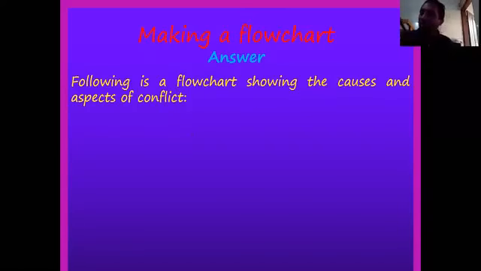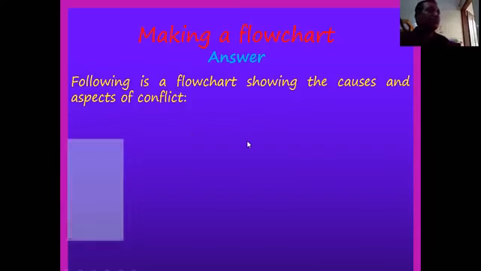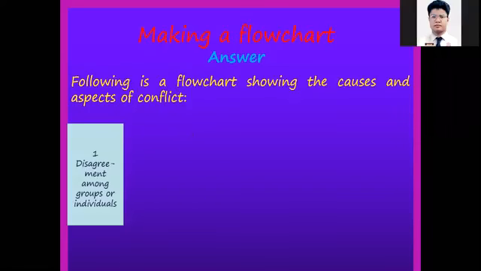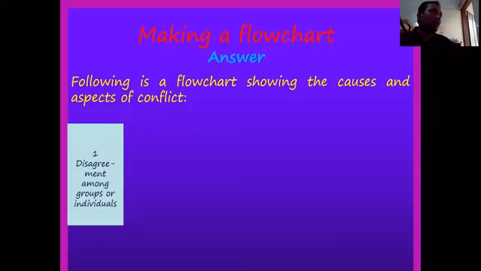Okay. Now, what was there in our first box? Disagreement among groups or individuals. It is a noun phrase, isn't it? Yes, sir. Then the following boxes will also be noun phrases or noun clauses. Good. Let's see example answers.